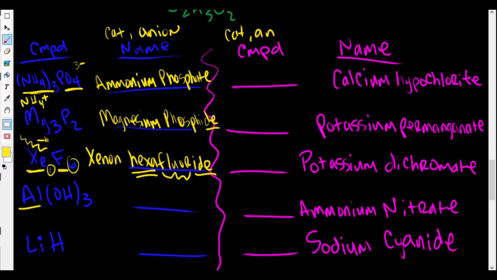Alright, right here we have aluminum. And then, what was this one? This is hydroxide. So, remember, since it's a metal and a polyatomic, we're just going to use the polyatomic name, hydroxide, at the end. And for the cation, it's aluminum hydroxide.